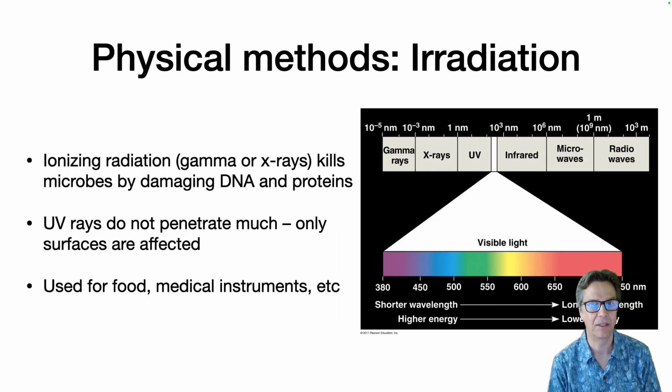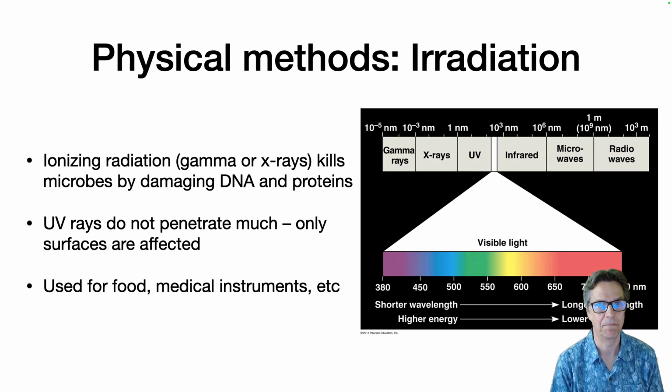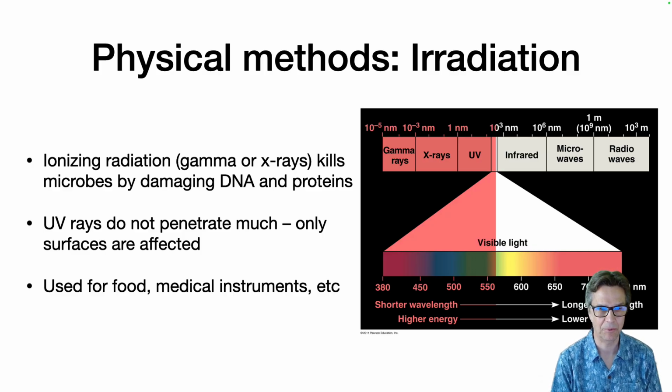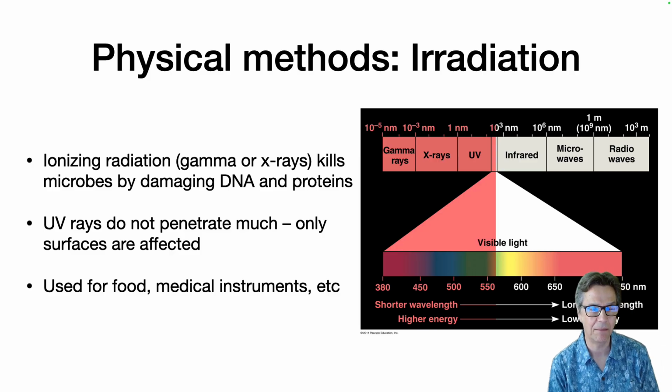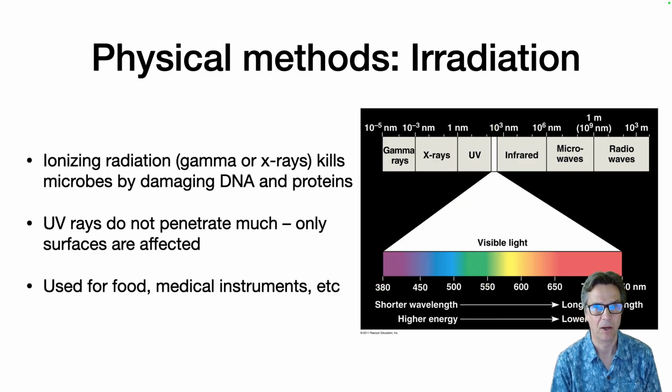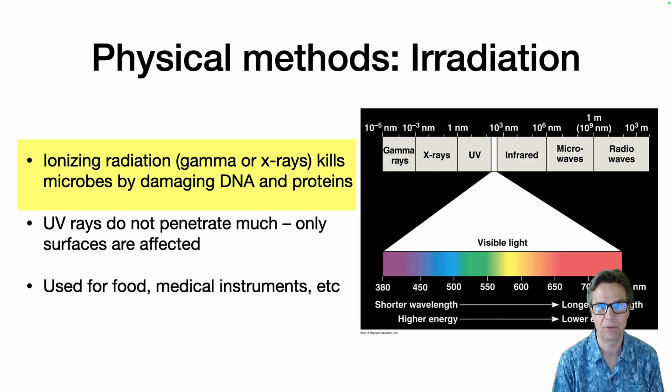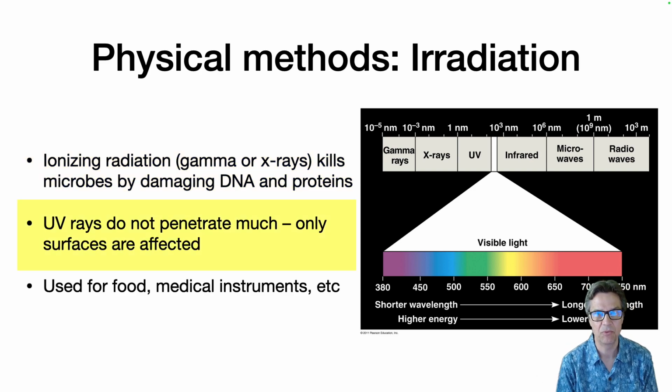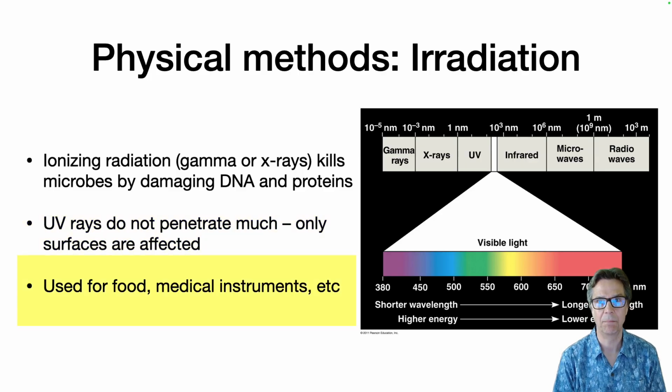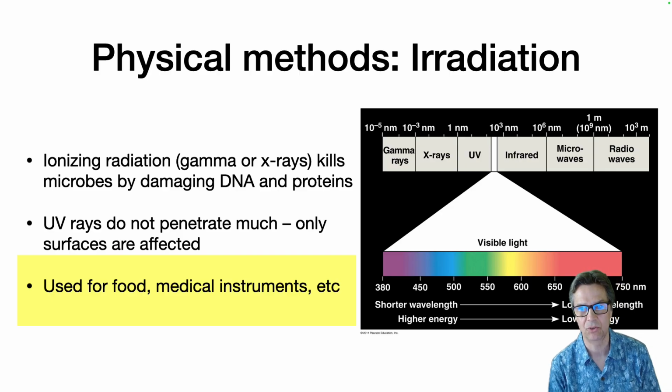Another physical method is ionizing radiation. The high energy area of the electromagnetic spectrum, gamma rays, X-rays, and UV light, can be a method of control. All of these wavelengths will kill microorganisms by damaging DNA and proteins. UV light is the weakest and it cannot penetrate deeply, so it's only good for sterilizing surfaces. The food and medical industry uses irradiation to control microbes.